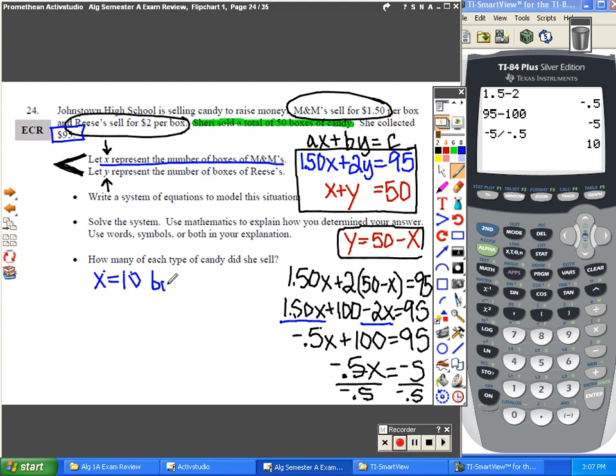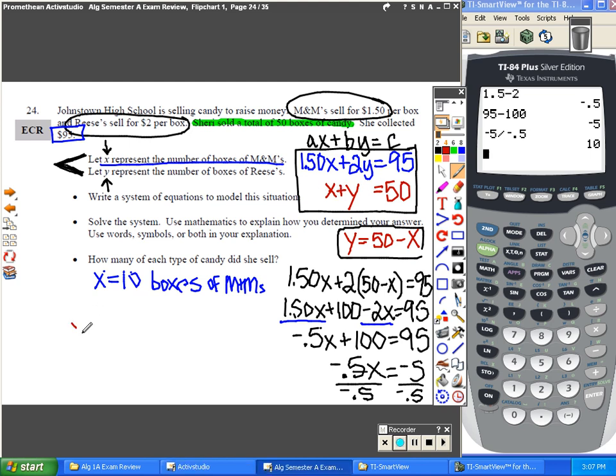So we could add the words boxes of M&Ms. Now, to finish this problem, you have to go back to the equation you view as the easiest and figure out how many Reese's were sold. I definitely think that the red equation up here is the easiest.